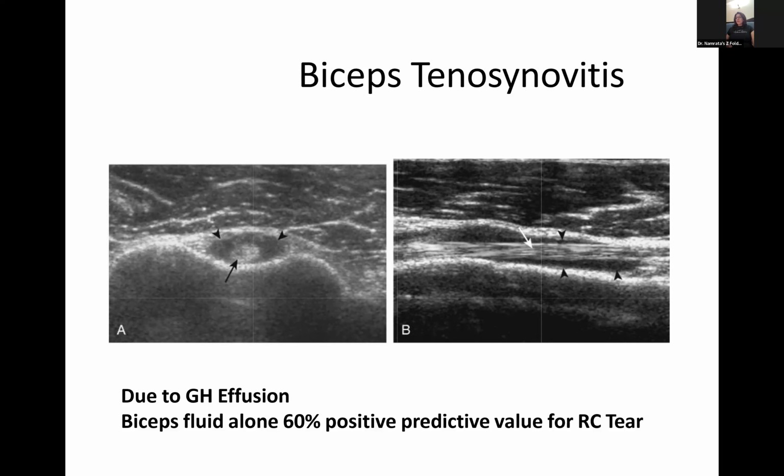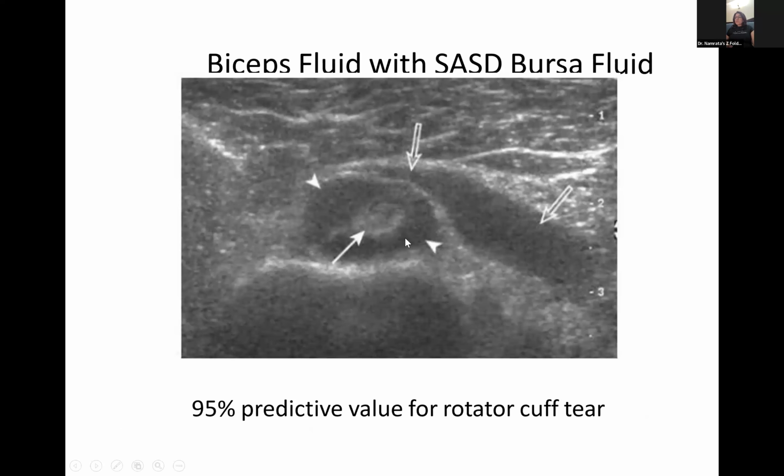Okay. So whenever the fluid around the biceps tendon is associated with fluid in the SASD bursa, it has 95% positive predictive value for the rotator cuff. So these are basically for making a diagnosis. Whenever you see fluid in this SASD bursa along with fluid around the biceps tendon, always think in mind there has to be some rotator cuff tear, because it has 95% positive predictive value for that.